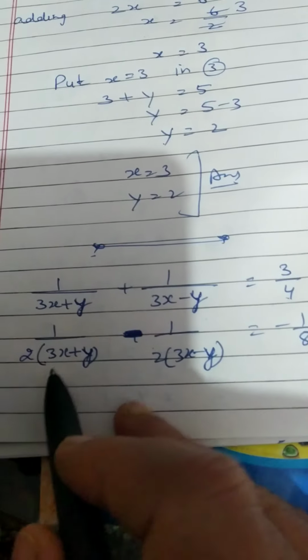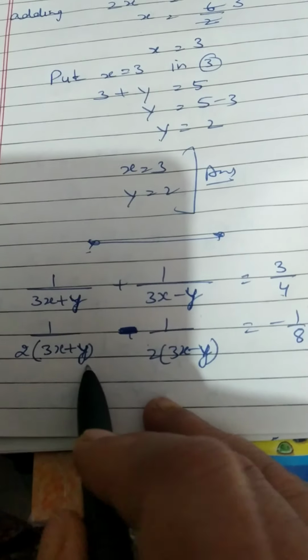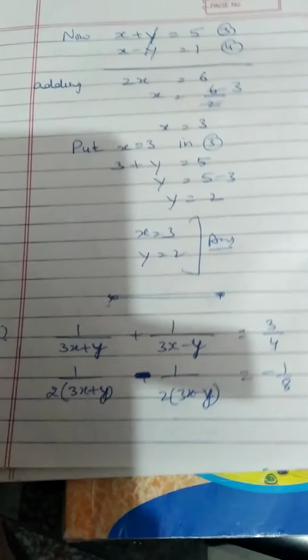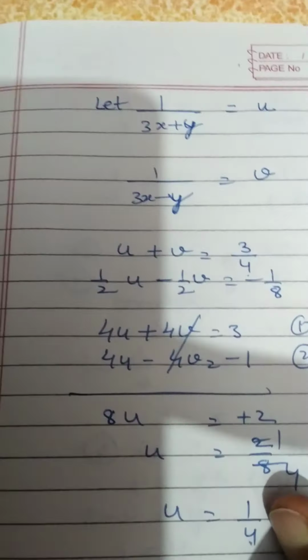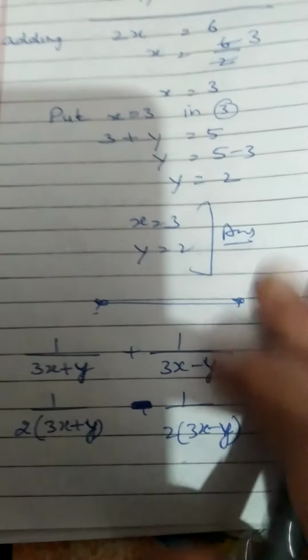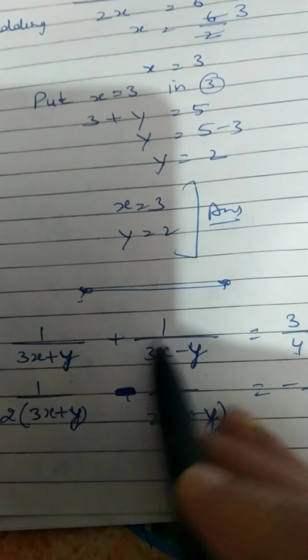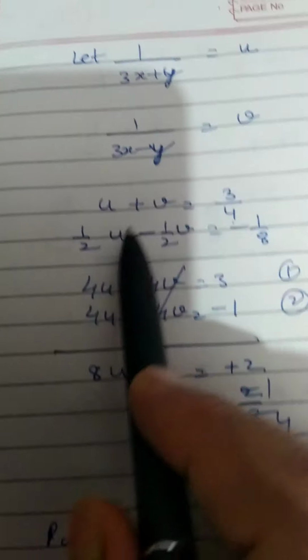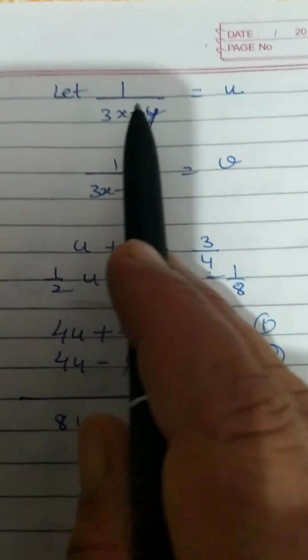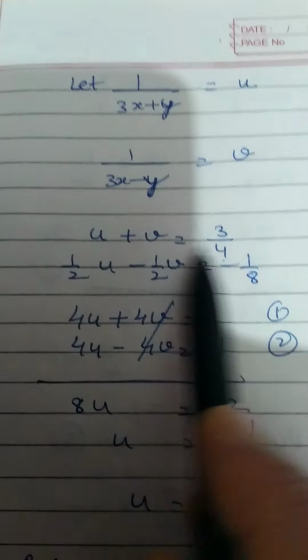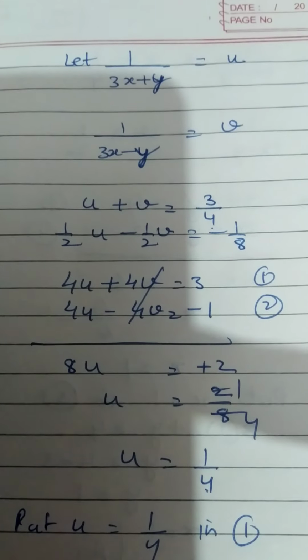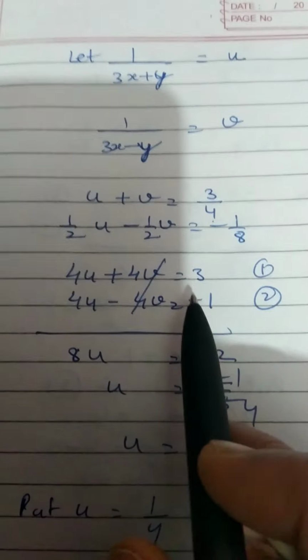is equal to 3 by 4, and 1 upon 2 into 3x plus y minus 1 upon 2 into 3x minus y is equal to minus 1 by 8. Again we are to find the values of x and y. So that it will be clear to all of you, we will put 1 upon 3x plus y as u and 1 upon 3x minus y as v. Then we will get two equations, u plus v is equal to 3 by 4 and half of u minus half of v is equal to minus 1 by 8.